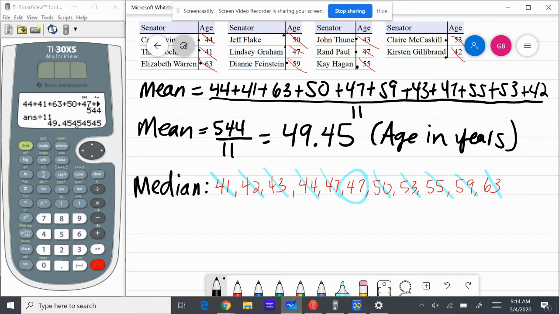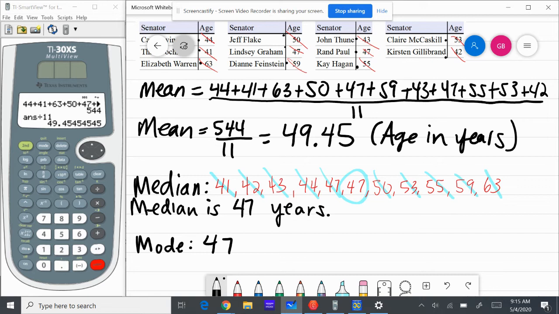So the median is 47 years. So let me rewrite it. Years. Okay. And the mode is going to be the number that appears most often, and it's 47 years. Okay.